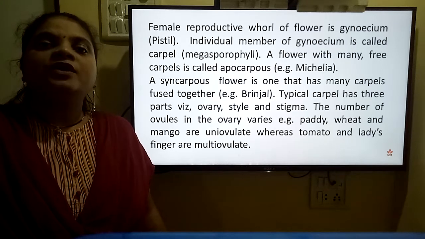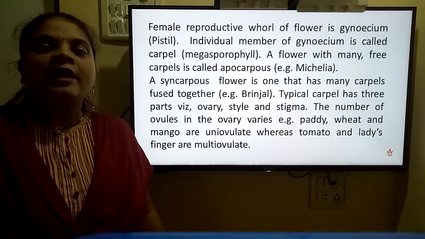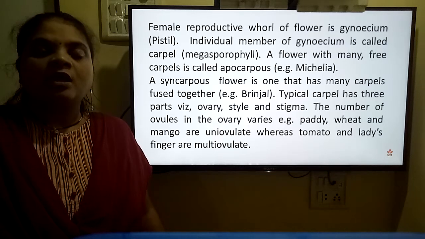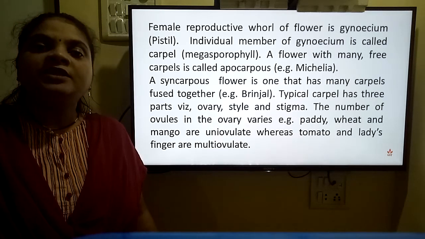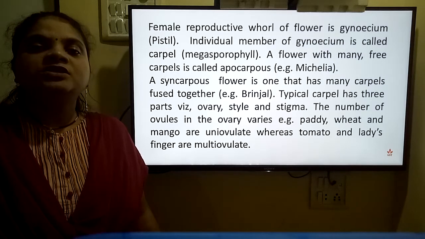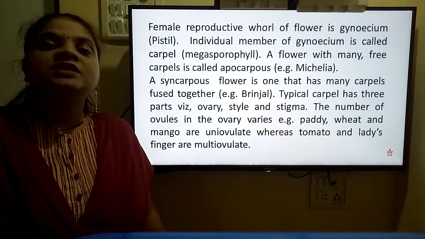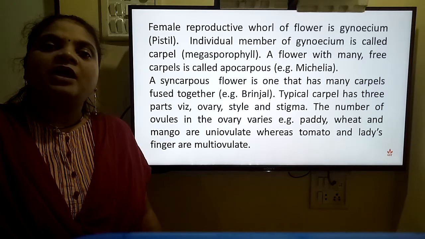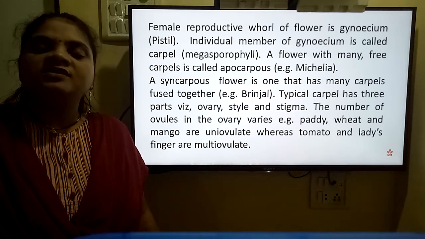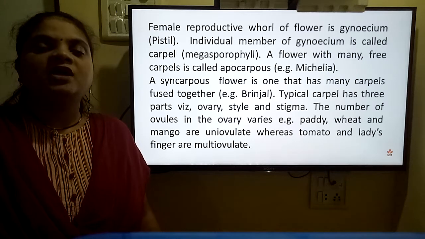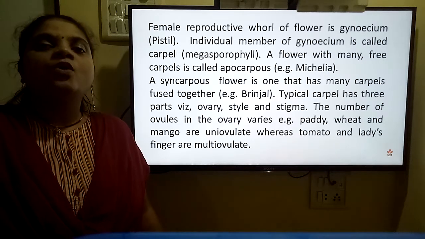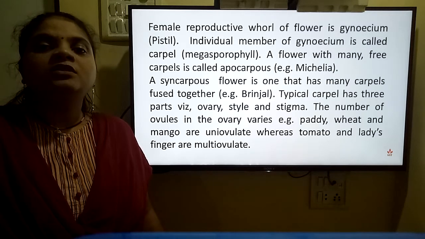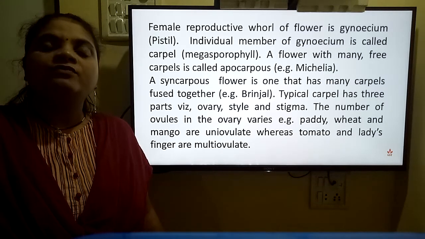megasporophyll. So if the carpels are many and free from each other, it is called apocarpous, and if the carpels are many but fused to each other, then it is called a syncarpous flower. The structure of a carpel consists of stigma, style and ovary. The ovary possesses the ovule. The number of ovules in the ovary varies.